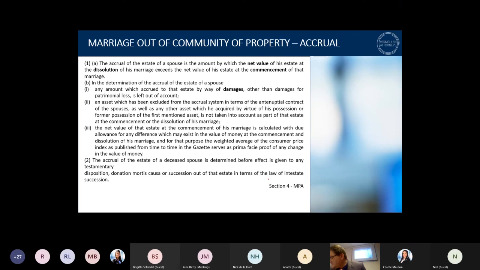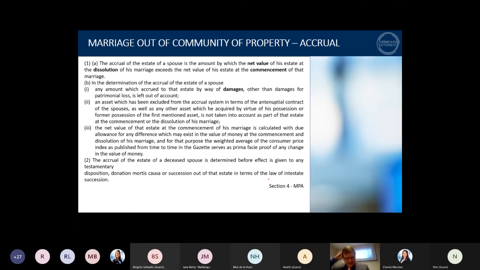The accrual of the estate of a deceased spouse is determined before effect is given to any testamentary disposition, etc. In other words, divide the accrual first, and then the beneficiaries can come to the table. I've got this picture of lions at a carcass eating, and I think it's a bit dark as a metaphor, but as macabre as it is, that really is the case. First, the accrual claim, you eat, then you go, and then the rest come in. Okay.